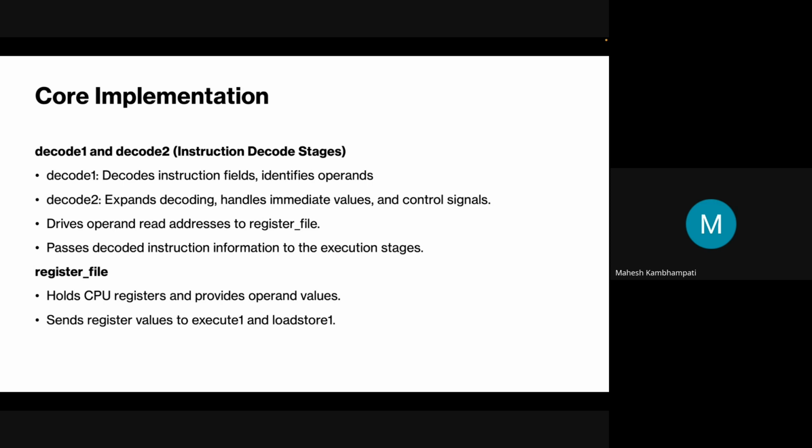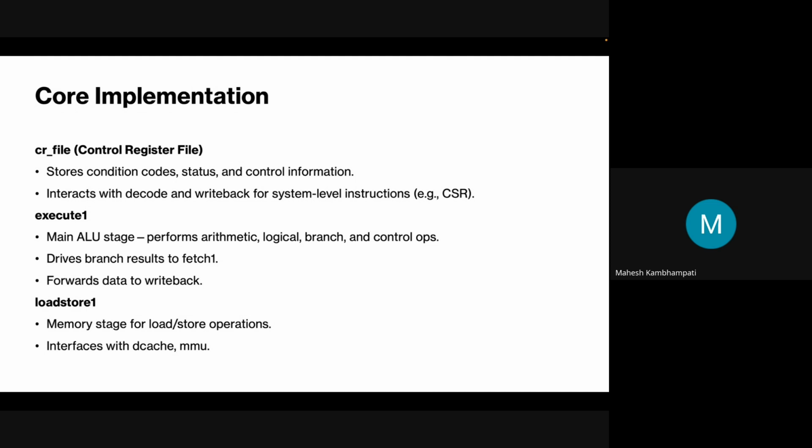So for that, we need some opcode to know what type of instruction we are executing, and what its value is. Also, if we take a 32-bit instruction, typically the operands are 32 bits, but the immediate value only has 12 bits. We need to extend those 12 bits to 32 before we can operate on them. So for all these things, we need some control signals to operate. Decode 2 handles this decoding of control signals as well. And then the register file simply holds our operand values and sends the data to the execute block. The CR file stores the condition code status and control information.